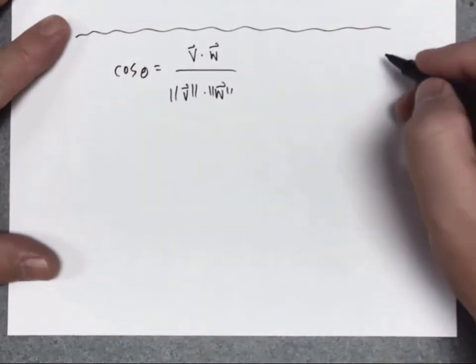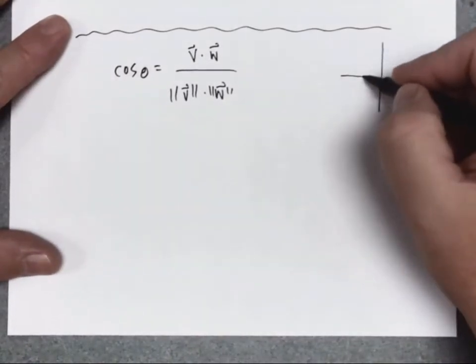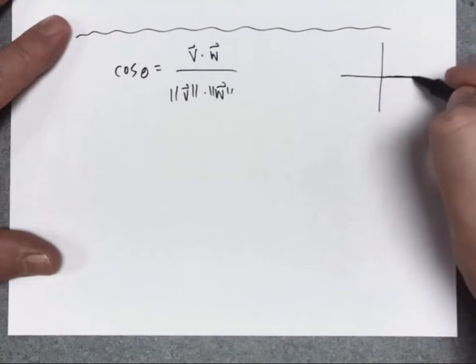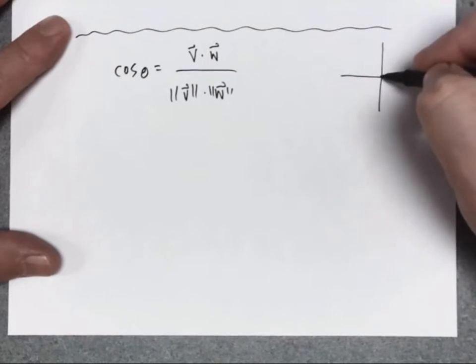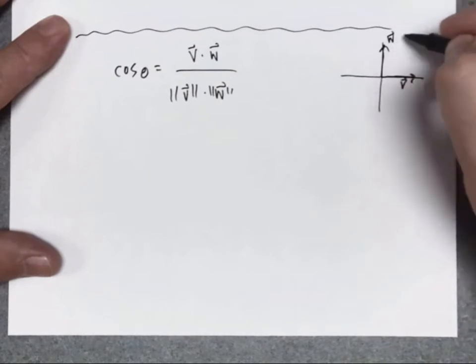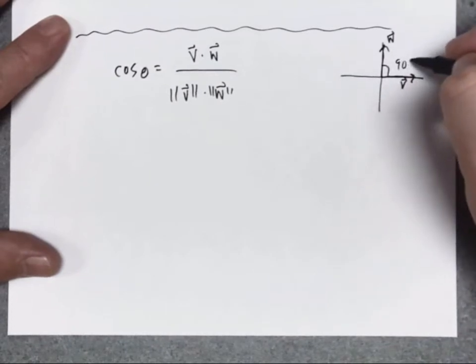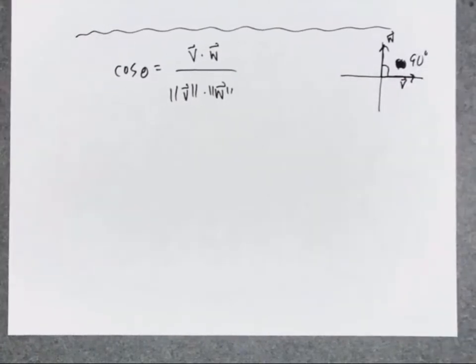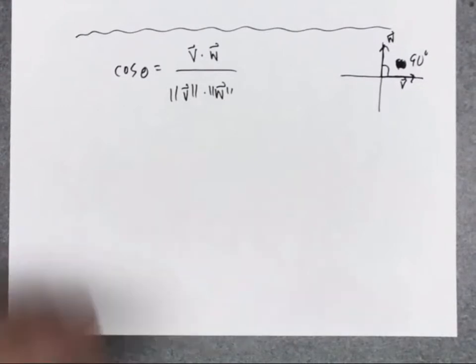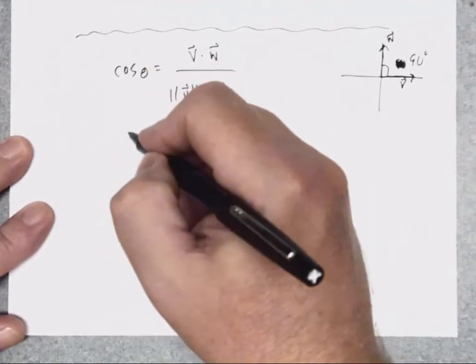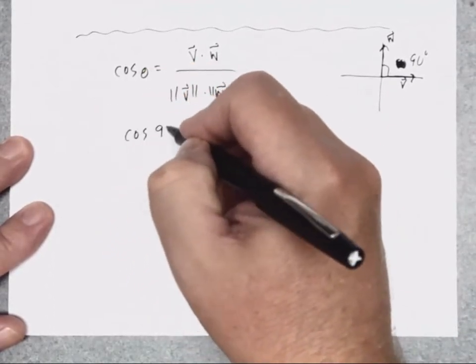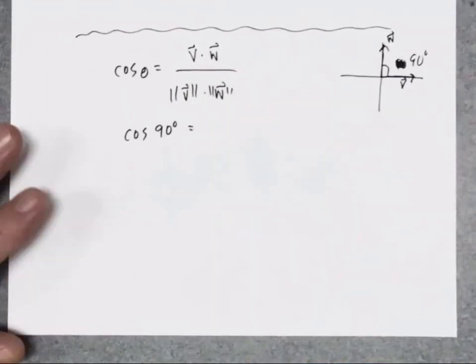Let's think about two vectors that are perpendicular. Let's just do the first one on the x-axis to keep it simple. So orthogonal or perpendicular means, say we'll call this vector v, and we'll call this vector w, and that's 90 degrees. Let's look at what happens when we plug a 90-degree angle into this equation. So really you have cosine of 90 degrees.